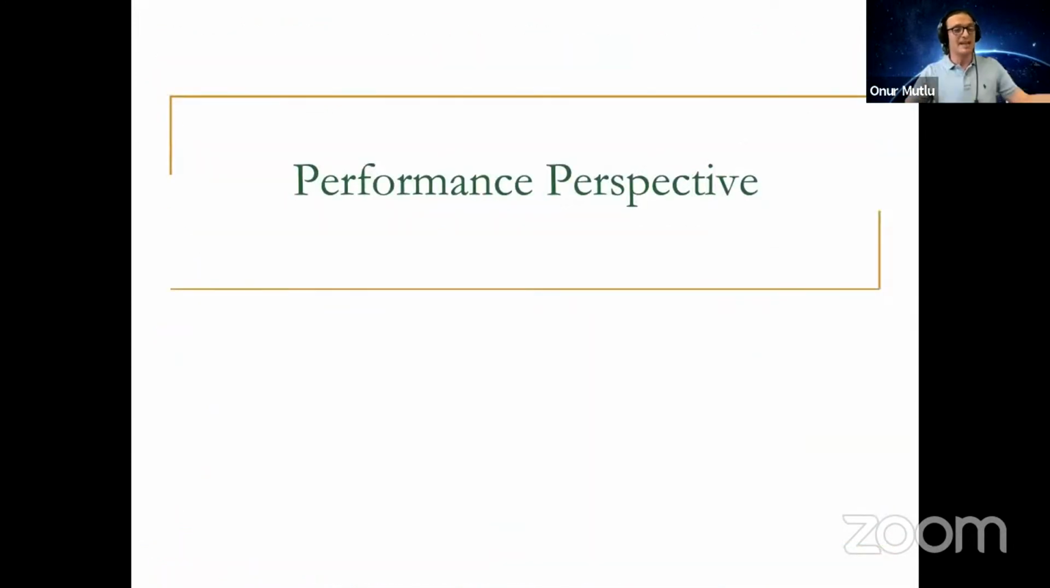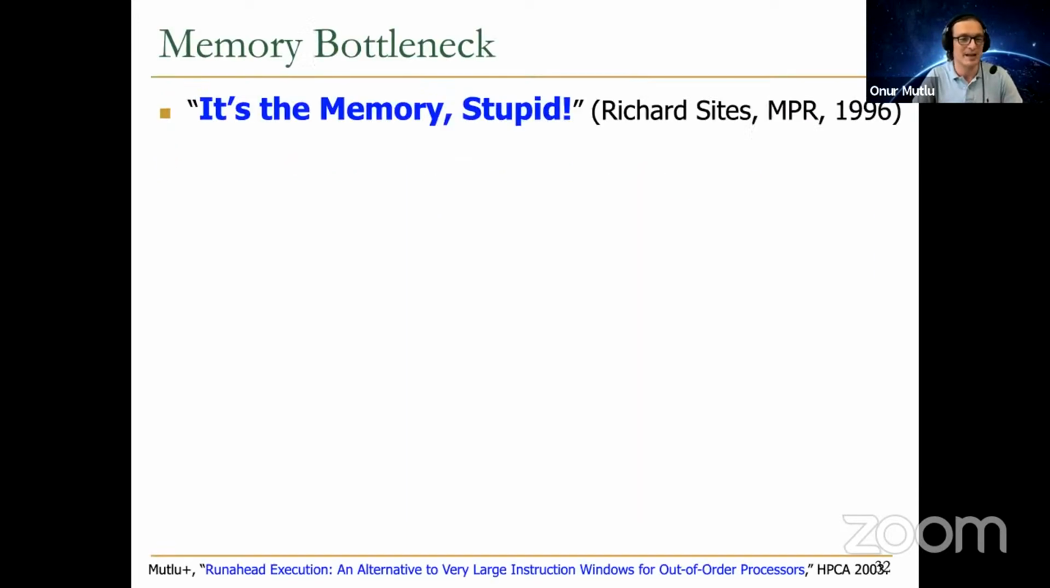Okay, so that was the application or workload perspective. Clearly, workloads are demanding a lot from memory. And as a result, our performance is suffering. And let me give you the performance perspective also.